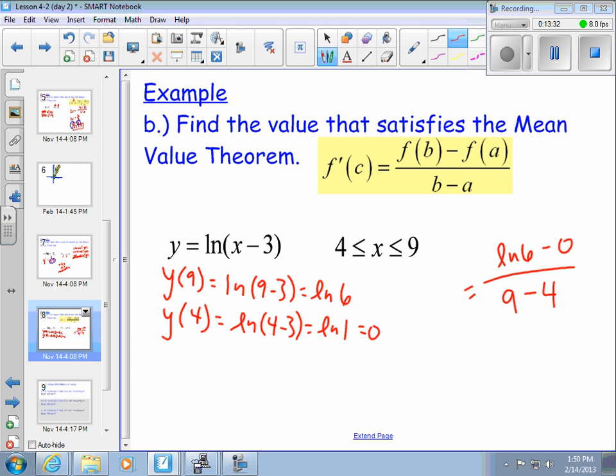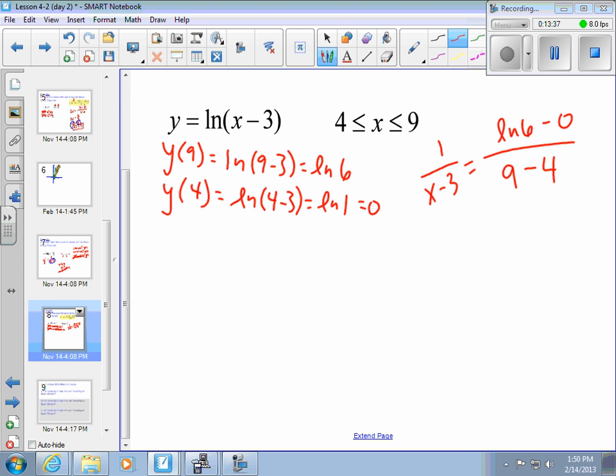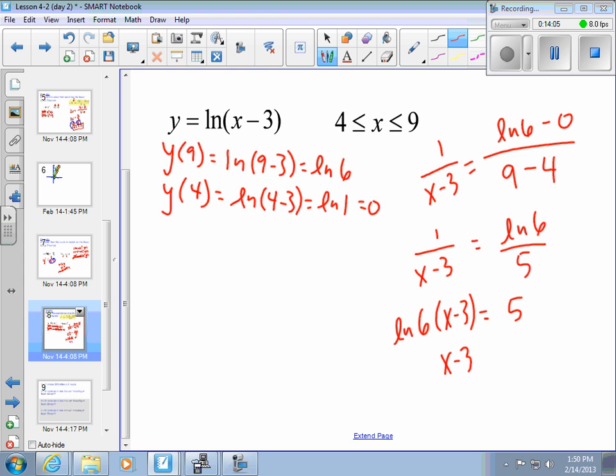On the left side, I mean, we want to put the derivative. We already found the derivative is 1 over x minus 3. So what do we get when we solve that? Well, the top is ln 6. The bottom, we get 5. Okay, we want to keep solving. We've got a fraction equal to a fraction. We could cross multiply here and see what we get. If we cross multiply, 1 times 5 is 5. If we multiply the other side, we've got ln 6 times the quantity x minus 3. We could divide by ln 6, and then finally add 3.